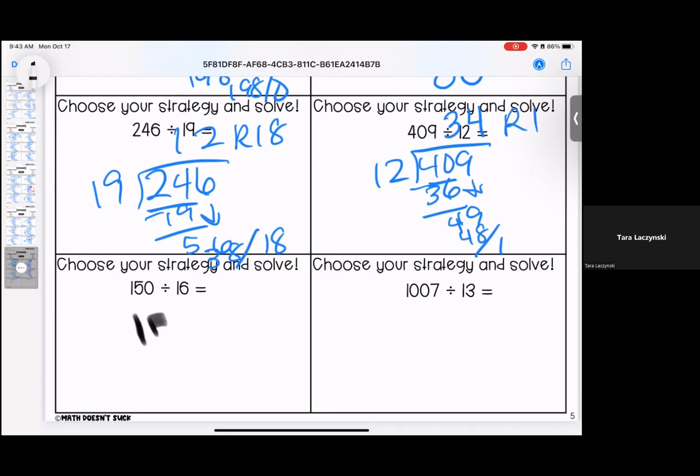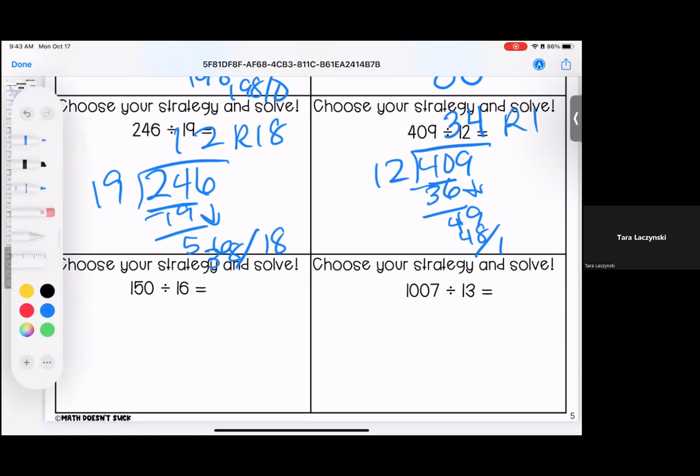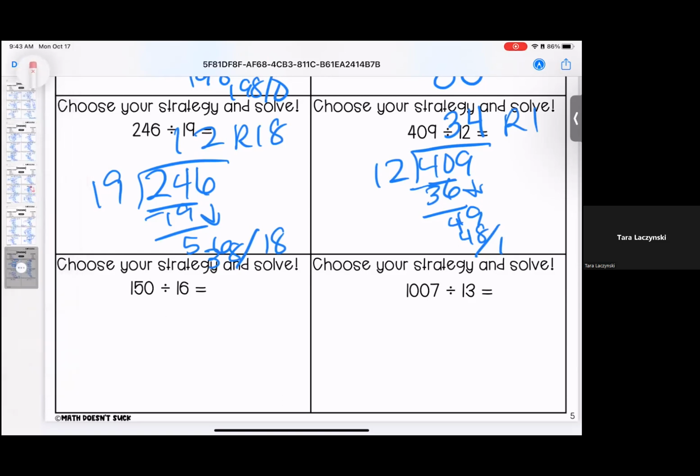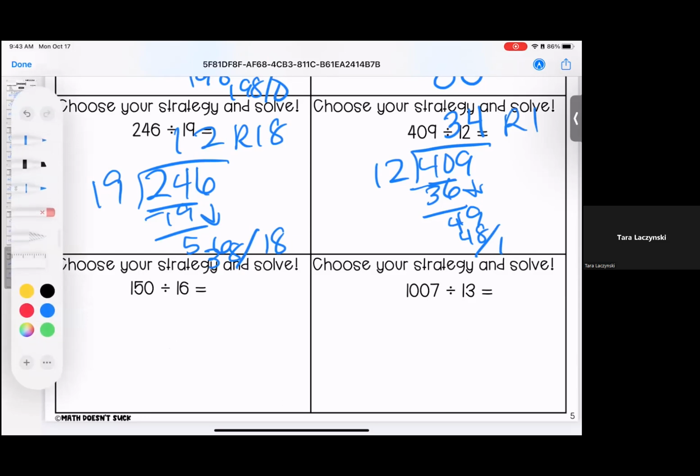Last one down the bottom. Oh, don't change on me now, pen. You've been so well behaved. We have 100. There we go.